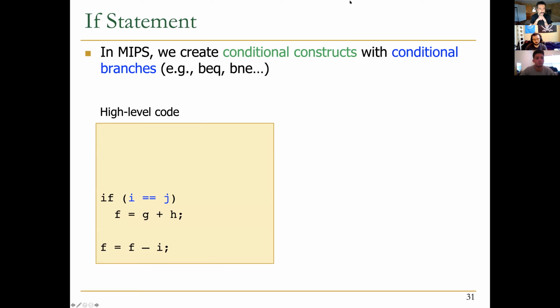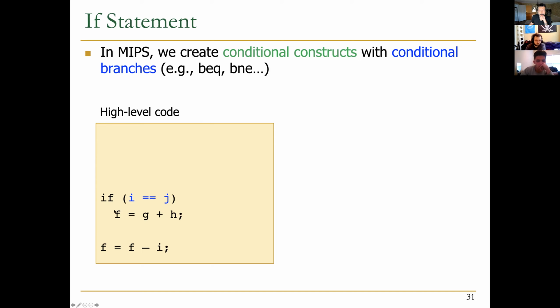Here, the high-level code specifies that if two variables are equal, then we put the value of g plus h into f, and then we execute f minus i. Okay, so this is an if construct.